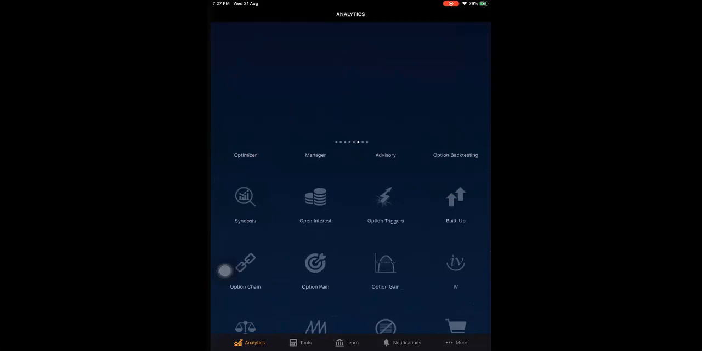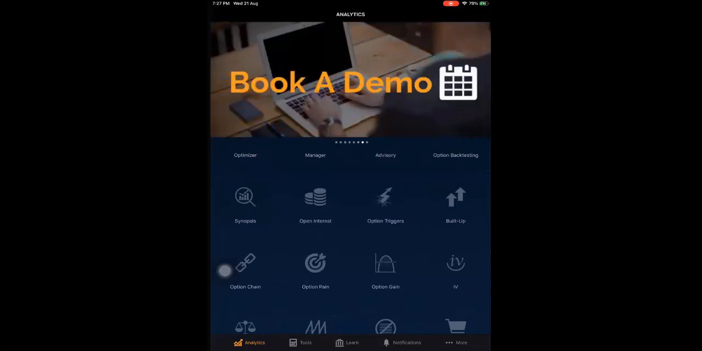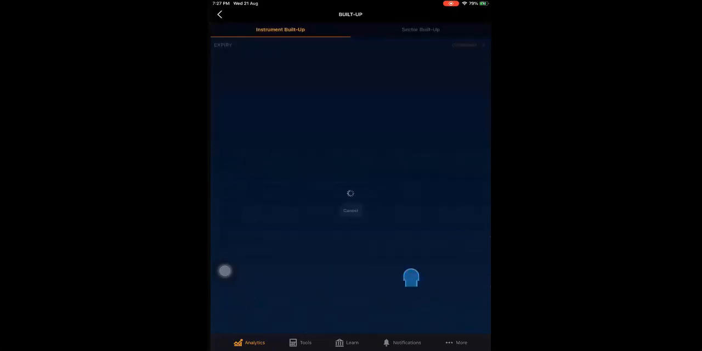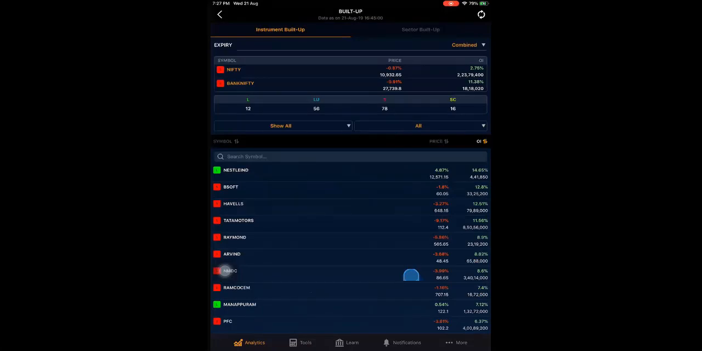Now, we have seen option triggers, open interest, IV. Here comes the build-up tab. So when you go to the build-up tab, there are two categories: instrument-wise build-up and sector-wise build-up. The build-up product tells you the stocks where we are seeing long build-up, where we are seeing short build-up, where we are seeing long unwinding, and where we are seeing short covering. Now, what do you mean by a long build-up?